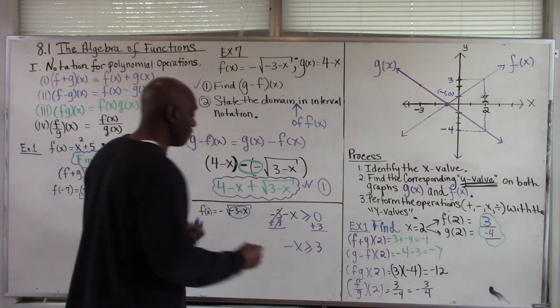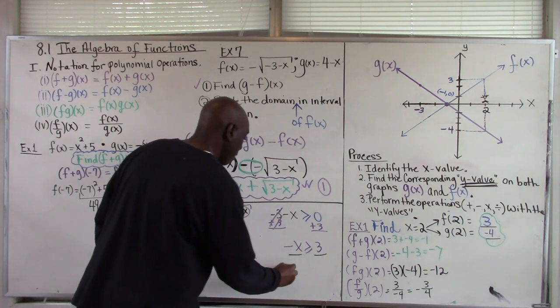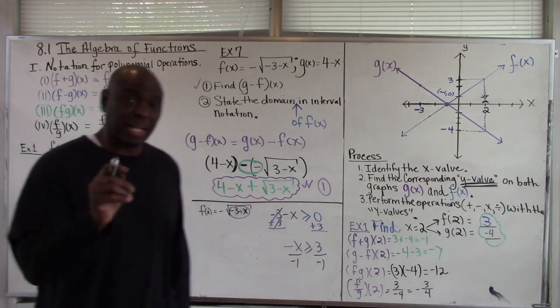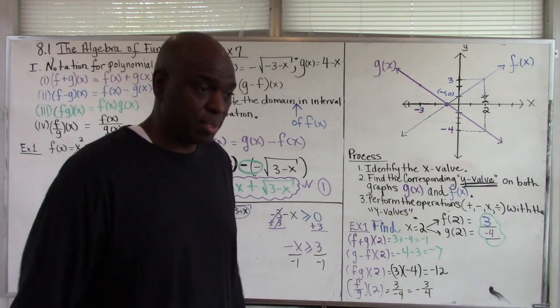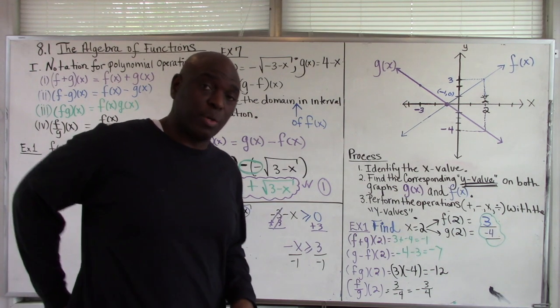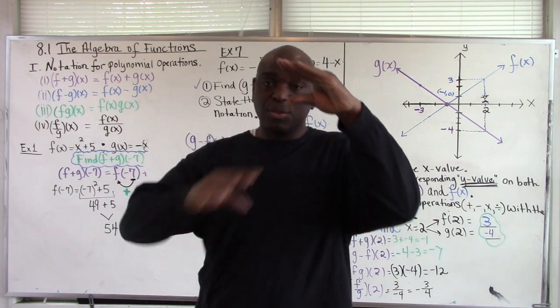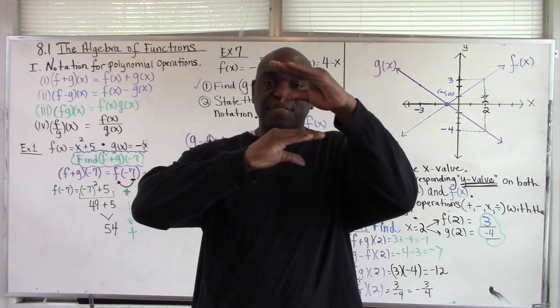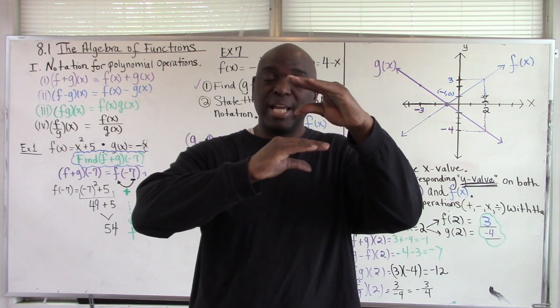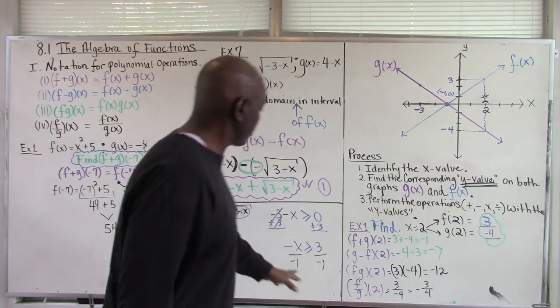Then you must divide both sides by negative 1. If you're not careful, what you're going to forget is this: whenever you have an inequality symbol, it doesn't matter which way it's going, if it's going this way or that way, if you multiply or divide by a negative, you have to change the direction of the symbol.